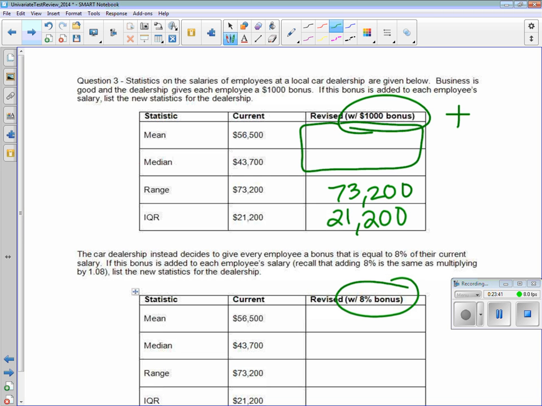How are you supposed to figure out what the mean is if you don't know what the rest of the numbers are? It doesn't matter. You're going to add $1,000 to the mean. That's your new mean. Whatever you add or subtract, that's how it changes. So this would be 57,500. I just add the 1,000. That's all you've got to do. All right. Let's keep going.